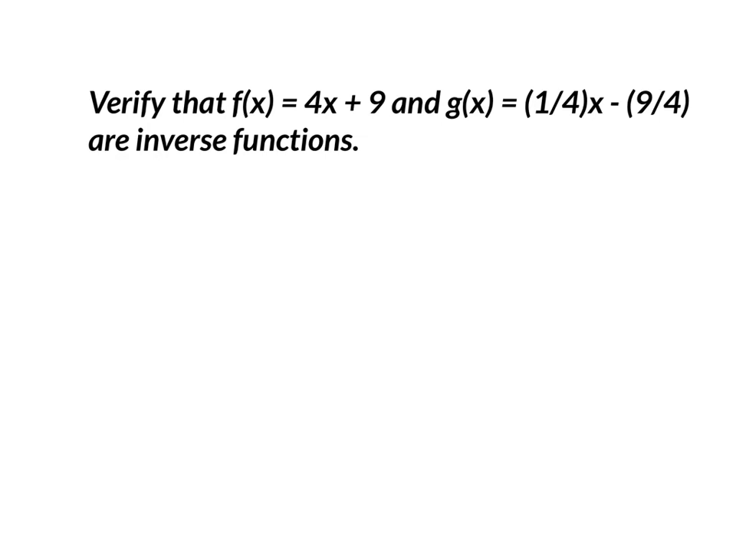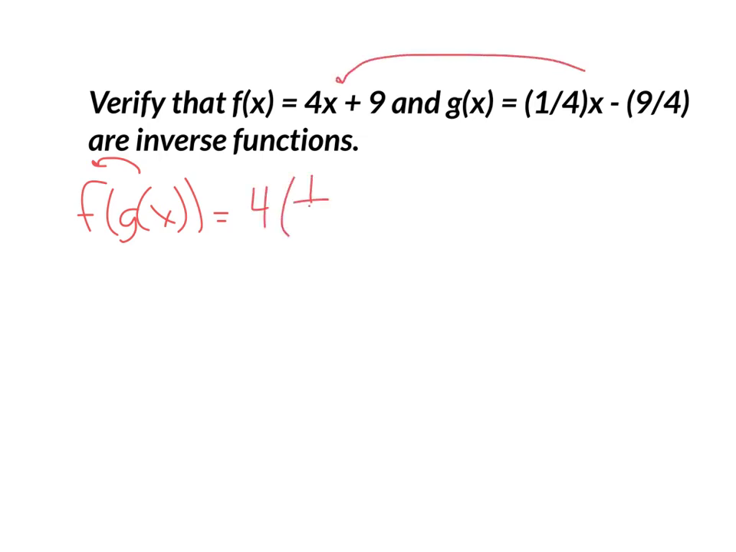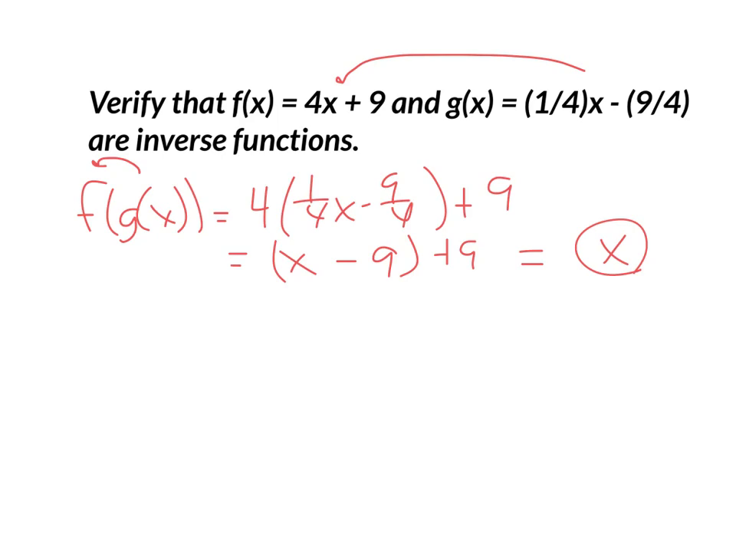Remember, in order to do that, you have to find f of g of x and also g of f of x. I'm going to do f of g of x first. I'm putting function g into f, taking this function, putting in for the x right there. So I'm going 4 times 1/4 x minus 9/4, and I've still got that plus 9 sitting out there. Now, if I distribute that 4, the 4's cancel, gives me x minus 9 inside there, plus 9. And the 9's are obviously going to cancel, so you get x. That should not be a surprise to you at all.